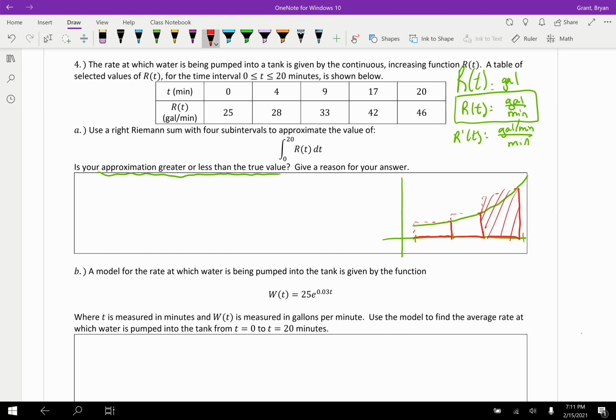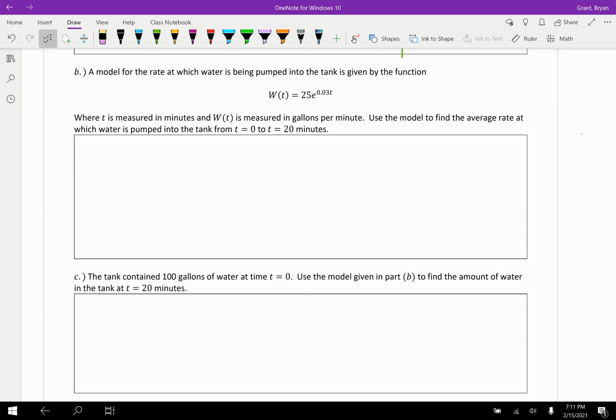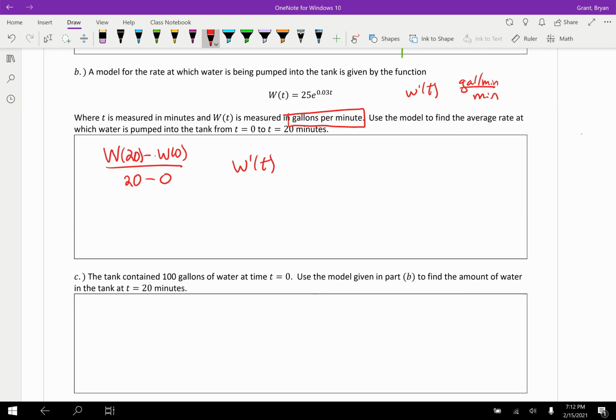All right, let's move on to B. Part B, model for the rate as the water is being pumped into the tank is right there, and W of t is measured in gallons per minute again. That means it's a rate. That means we're dealing with a derivative. Use the model to find the average rate at which water is pumped in. This is a rate. We want to know the average of this function. So this is not, and I'm going to erase this, is not W of 20 minus W of 0 divided by 20 minus 0. This would give us the average W prime, and W prime in this case would be gallons per minute, right?